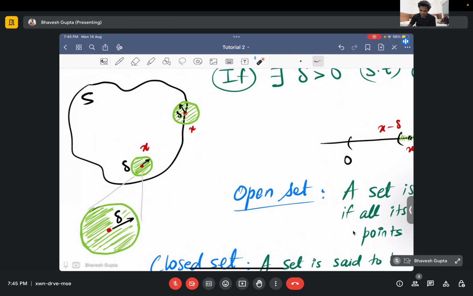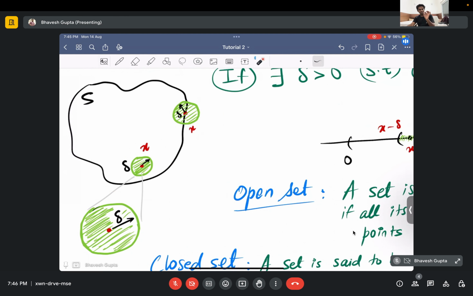And let's say I have a point in a set S, and I just want to understand whether this point is an interior point or not. In this diagram, I have illustrated two points, one said to be an interior point and another that is not an interior point. These are boundary points.